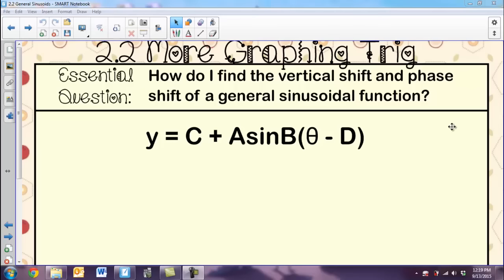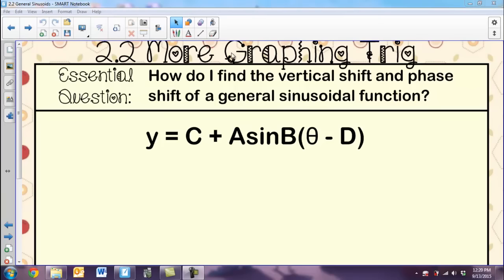Hey guys, today we are going to continue graphing our trig functions, and we're going to talk about the last two transformations you might see, the vertical shift and the phase shift. So today we're going to ask ourselves, how do I find the vertical shift and phase shift of a general sinusoidal function? And we're still going to be dealing with sine and cosine today.